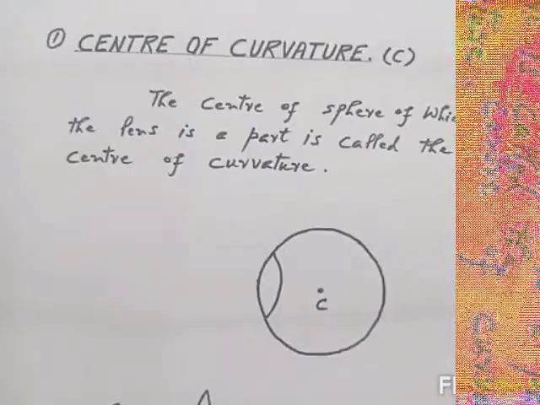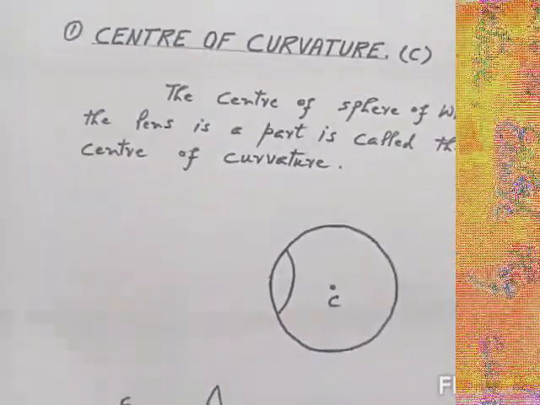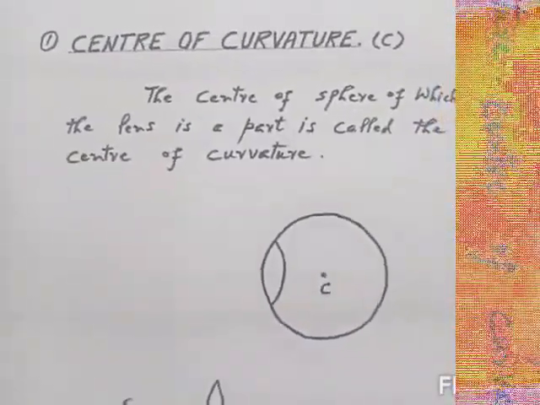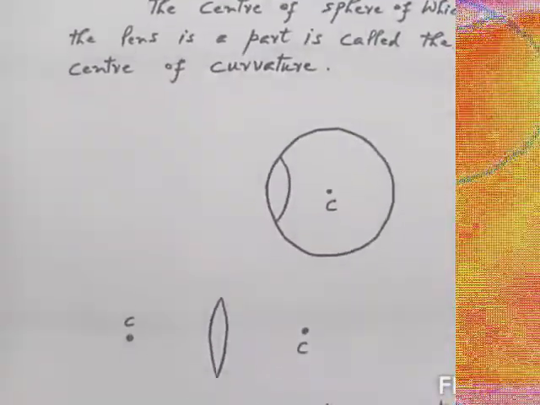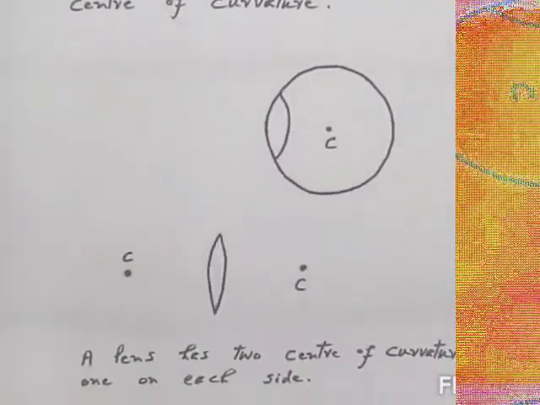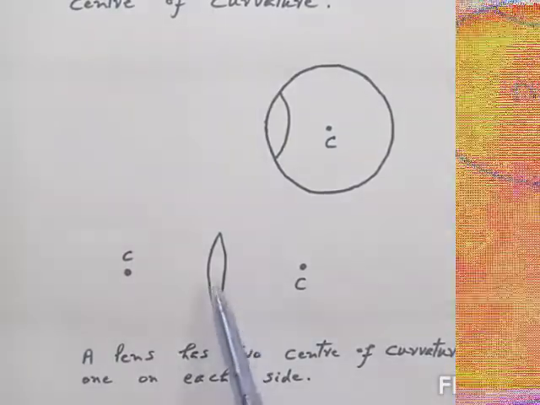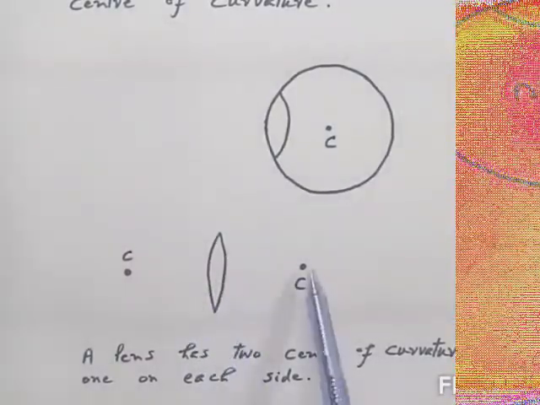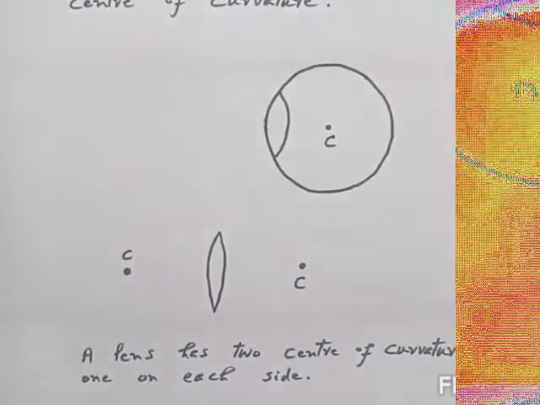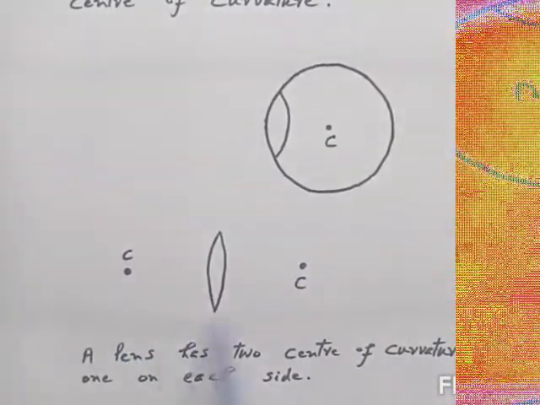Now every lens has two centers of curvature, one on each side. This is a lens. It has two centers of curvature, one on this side, second on this side. So every lens has two centers of curvature.